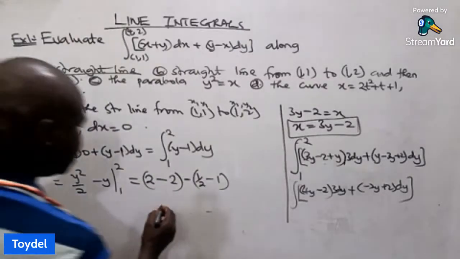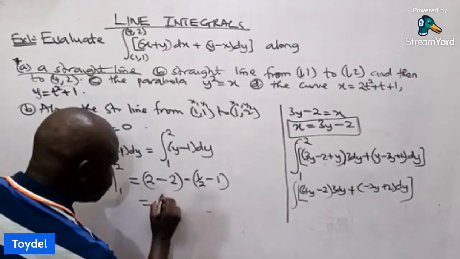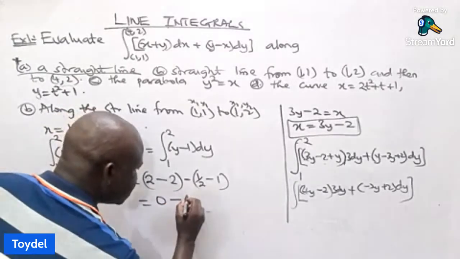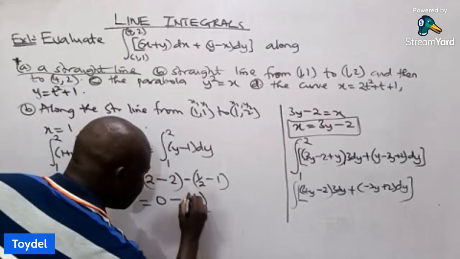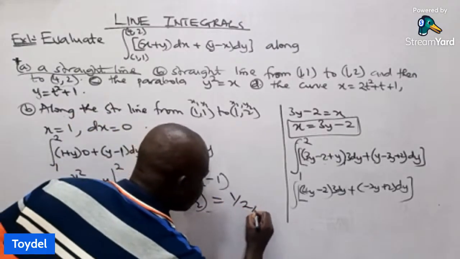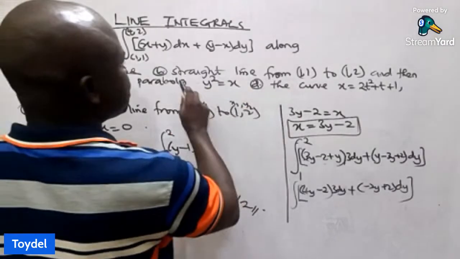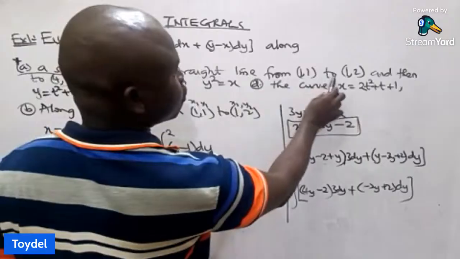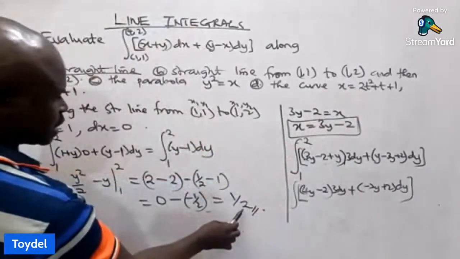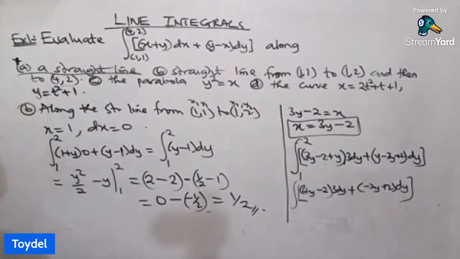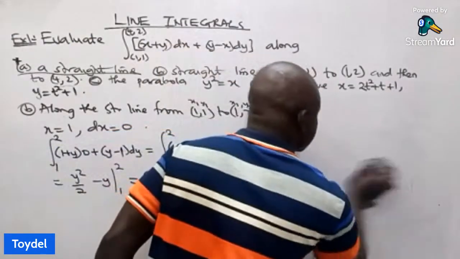At the end of the day, you realize that this will be 0, and here will be 0 minus (half minus 1), which is minus half. Minus times minus is plus, so we are going to get half as the value there. So when we evaluate this straight line from (1,1) to (1,2), we get half. We now move from (1,2) to (4,2). We have gotten half of the solution to B.